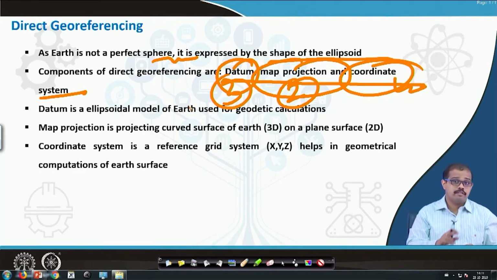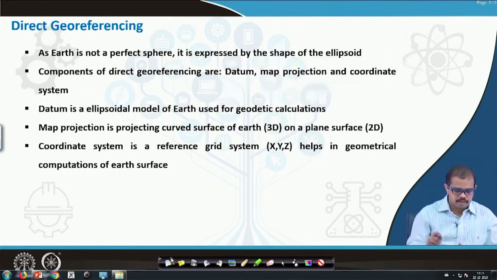But the first thing you have to look at is where it is. If it is not in a proper coordinate system or a projection that you need, please project it into that particular system, then use that map for any kind of analysis. Okay. So, this is about direct georeferencing.